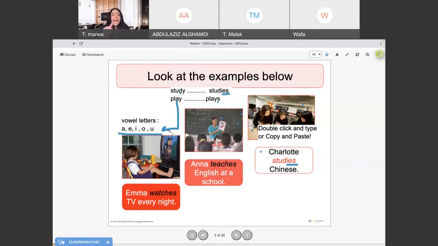I leave the Y and I add only S as the general rule. Clear? Because I have a vowel letter. So any verb you have ending with a vowel letter plus Y, I do nothing to the Y. I keep it and I add S as a general rule. Whereas if I have a consonant letter, which is not a vowel letter, like D, is D a vowel letter? No. So what do I do in this case? I remove the Y and I add IES. Clear? Yep. This is it.